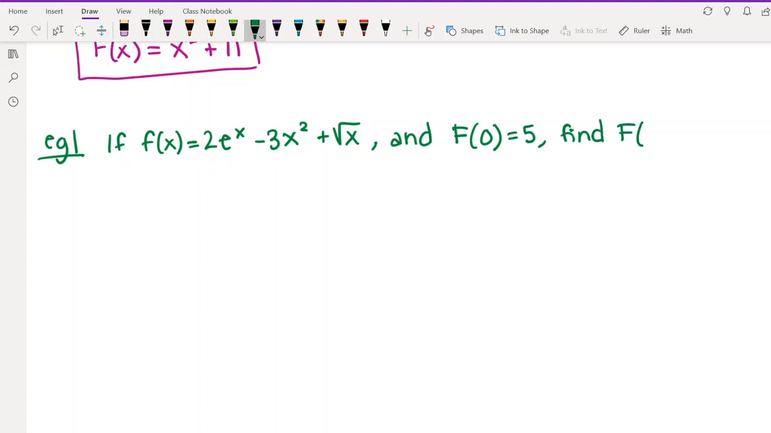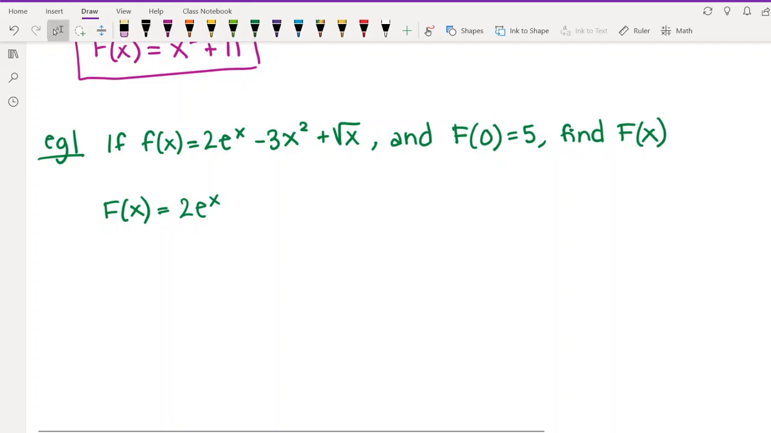So the antiderivative, the specific antiderivative that not only has the right properties as an antiderivative, but also satisfies f of 0 is equal to 5. So our first step is to write down the general antiderivative. Going through term by term, for the first part we get just 2e to the x, right? Because the derivative of 2e to the x is 2e to the x.